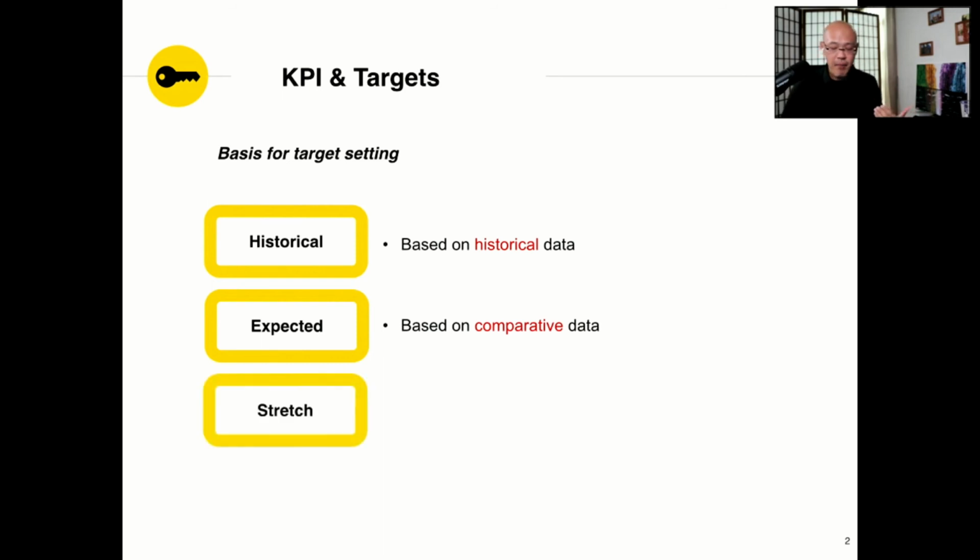And the third type of targets that you'll be looking at is what we call stretch targets. This is where perhaps you want to benchmark against a school or an organization that has got best practices. And so the targets that you're setting are going to be based on stretch and benchmark data, and that gives you a different level altogether.